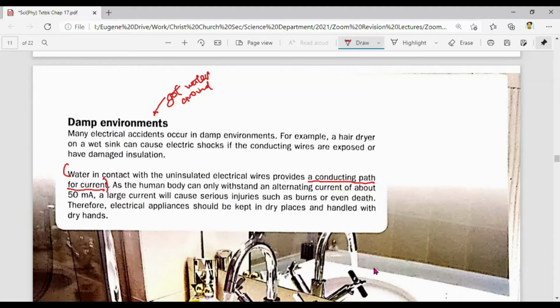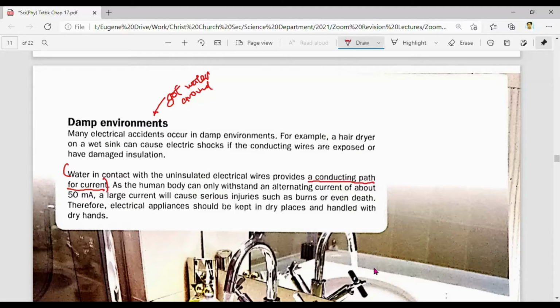So water actually behaves a little bit like a wire. If your electrical appliance touches the water, it's sort of like an extension of the wire. And when you touch the water, the current will flow through the water and flow to you, and that's why you can get electric shock.